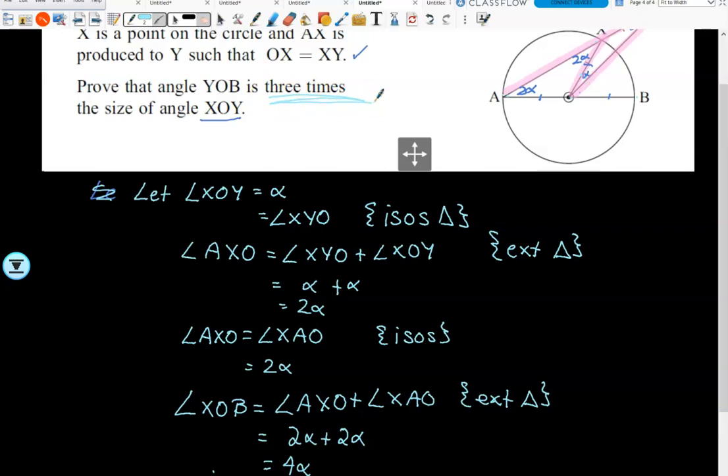One of the things I forgot to say at the beginning, when we said let XOY equal alpha, you could even say to show. What does this mean? We want to show YOB is 3 times that, so 3 alpha is what you're aiming for, and then when you get there, you know you're done.